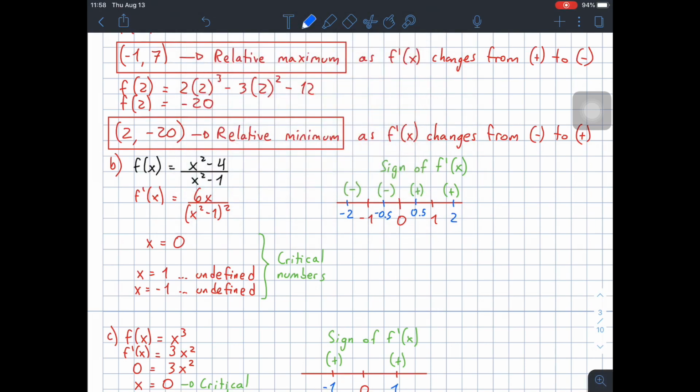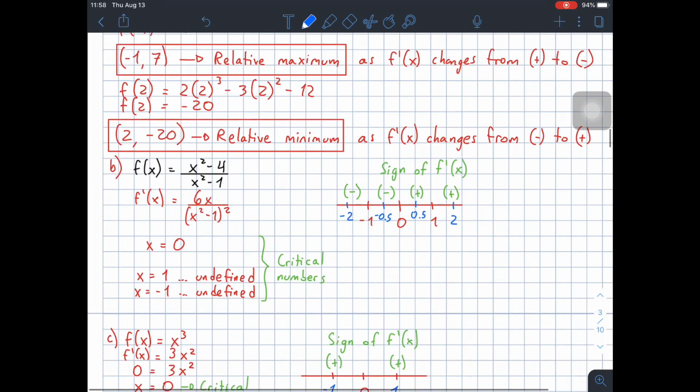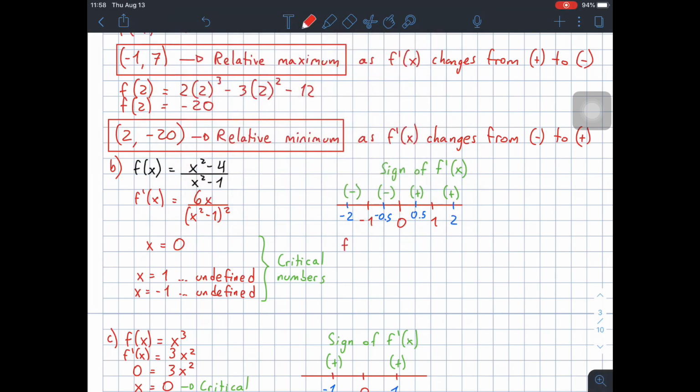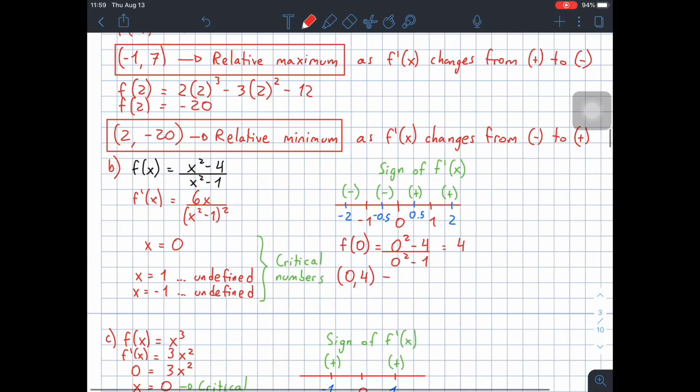So I already know that for 0 we have a relative minimum, so I'm going to find the y-coordinate for x equals 0. I'm going to plug in x equals 0 into the original function, and we're going to say that this is 0 squared minus 4 over 0 squared minus 1. And this gives us, as a result, a positive 4. So the point 0, 4 corresponds to a relative minimum point.